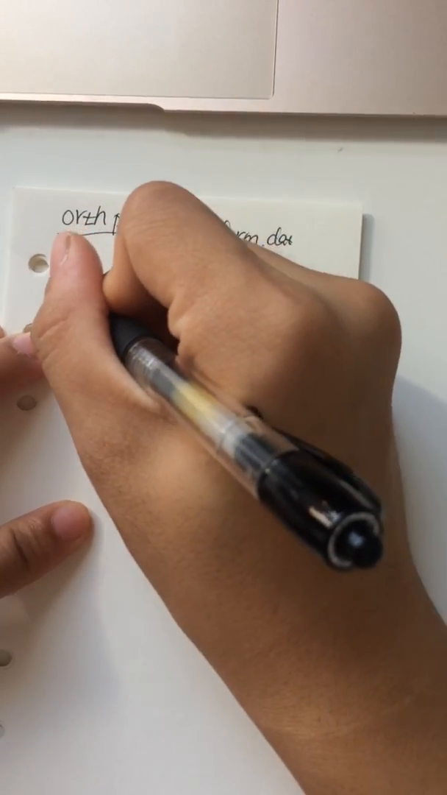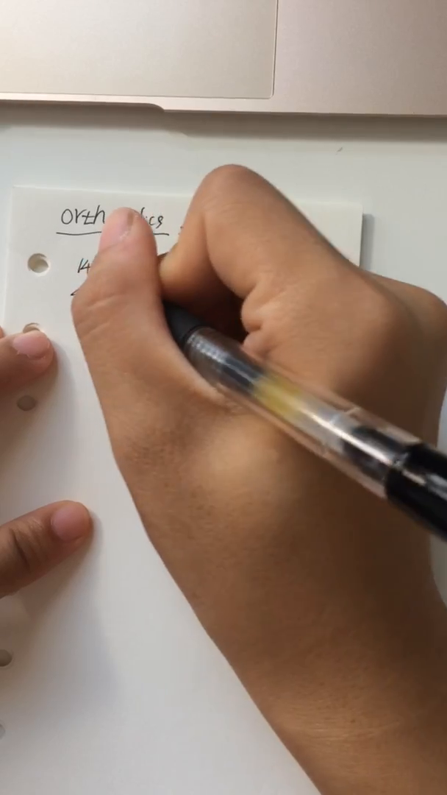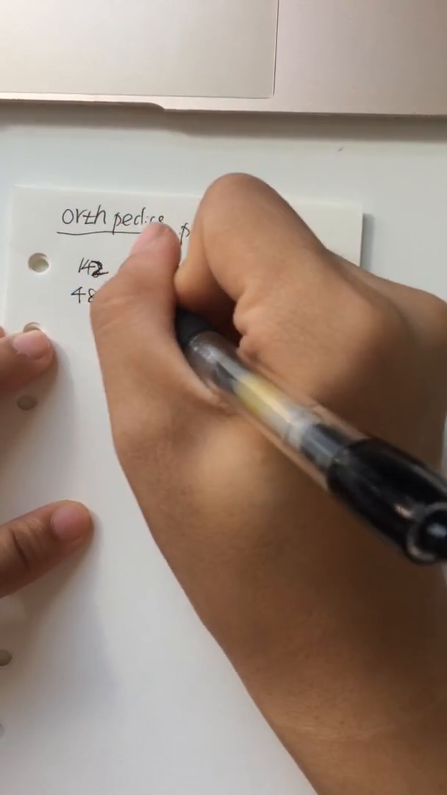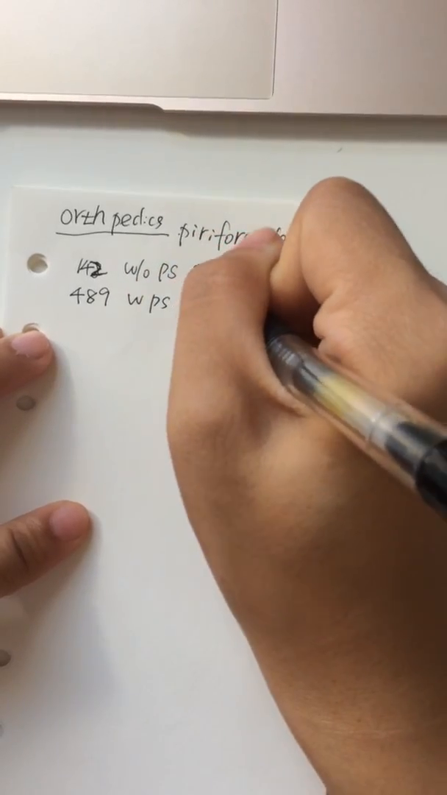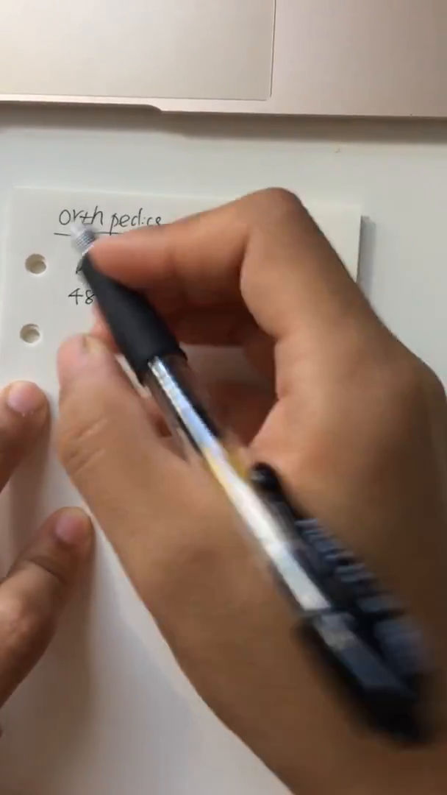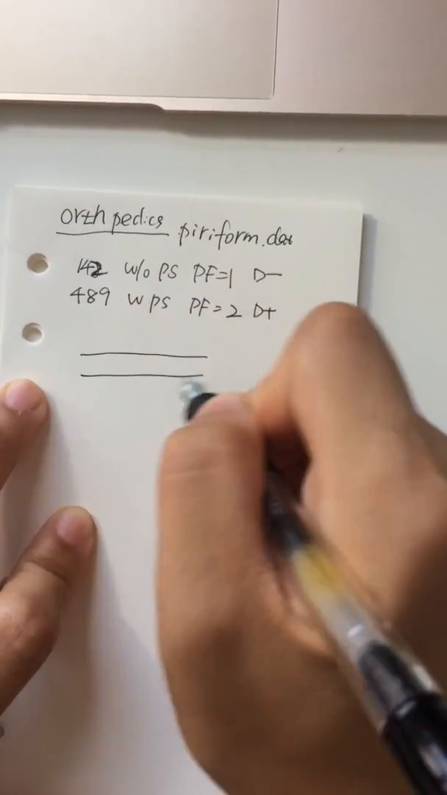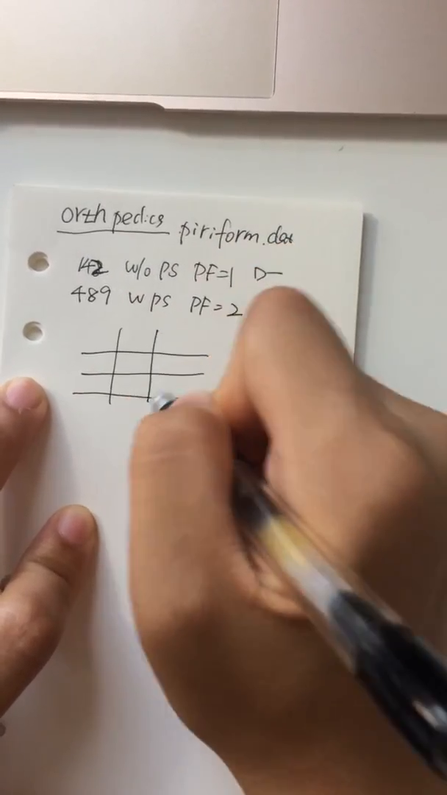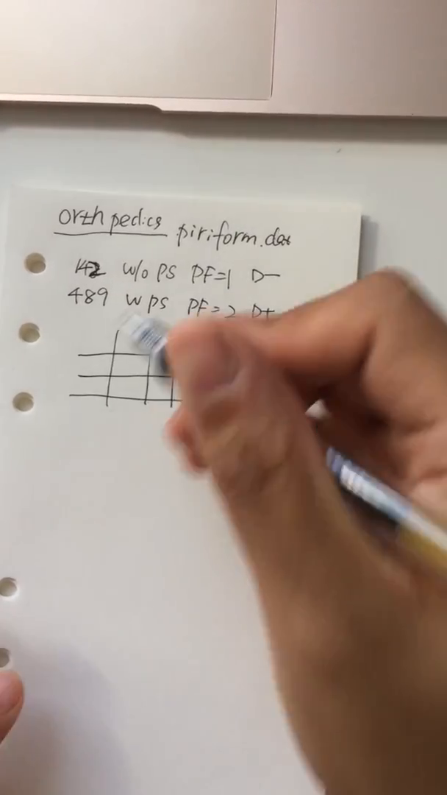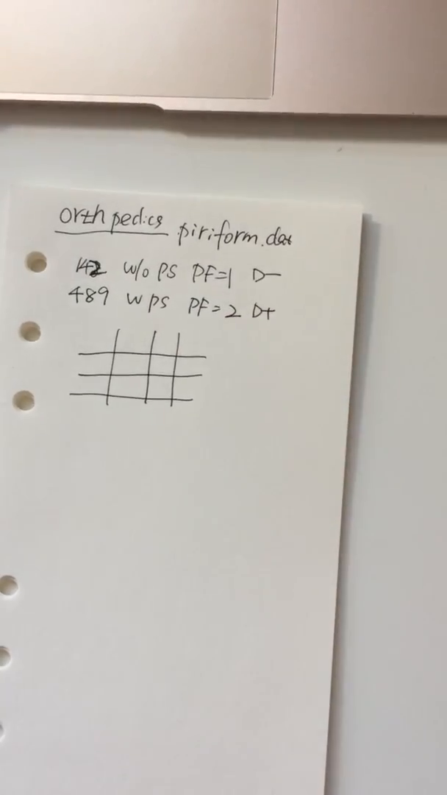This is 189 with PS. The code will be 2, and that's D plus. So what we're going to write here is the table. I know some people don't really like the table, but this is really useful. You have the table, and then you have all the formulas in class.